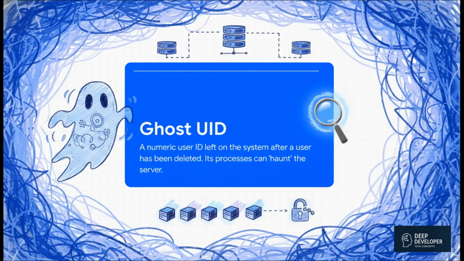See, if you just delete the user's name from the system, any programs or scripts they had running just keep on running. But now they're not owned by deepdeveloper anymore. They're owned by a number, a user ID, with no name attached. A ghost in the machine. And that ghost process could be anything. A malicious script, a resource hog, just haunting your server long after you thought you got rid of it.